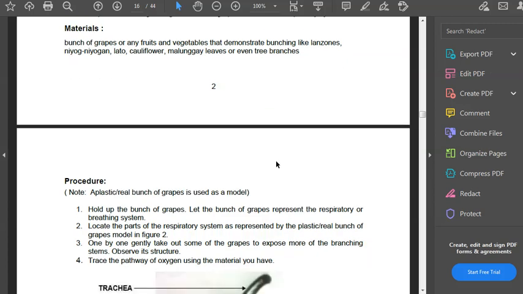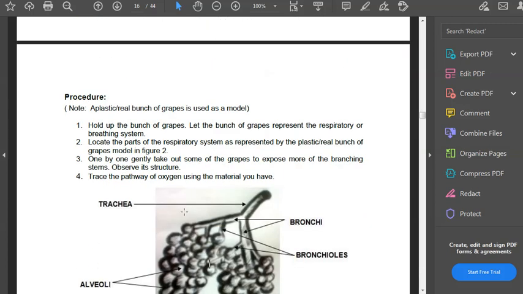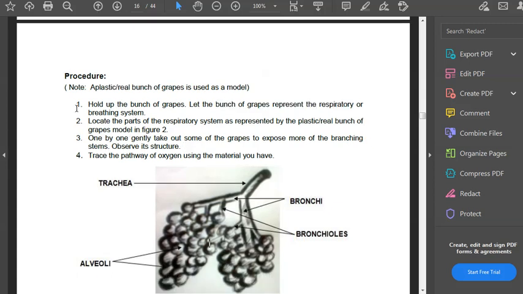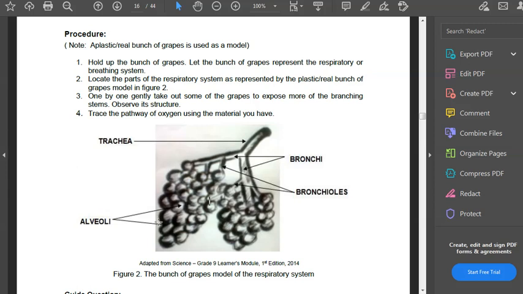So, what will we do? So, kani siya, mura lugar ni siya kanang murag model lang ba? Kopyahon lang nato unsay sulod sa atong lungs. So, hold up your malunggay leaves and let the malunggay leaves represent the respiratory or breathing system. Now, tan-awon ninyo og maayo, what are the parts? So, here, syempre, ang drawing niya is the grapes. Alright. Locate the parts of the respiratory system in the grapes, in the figure.